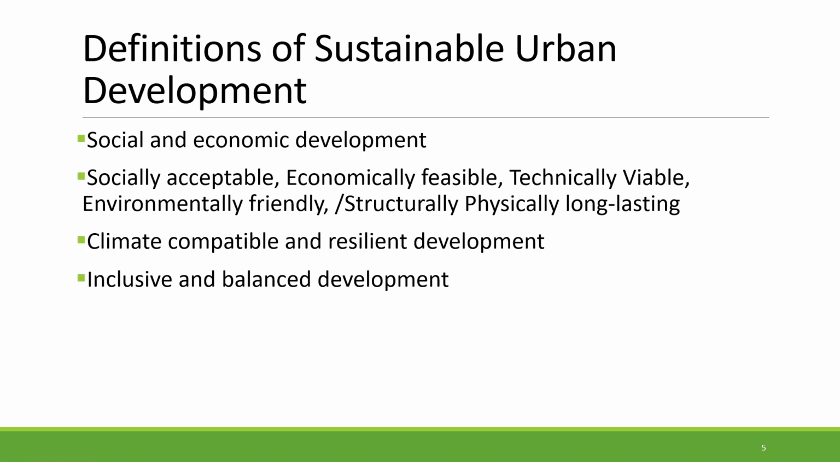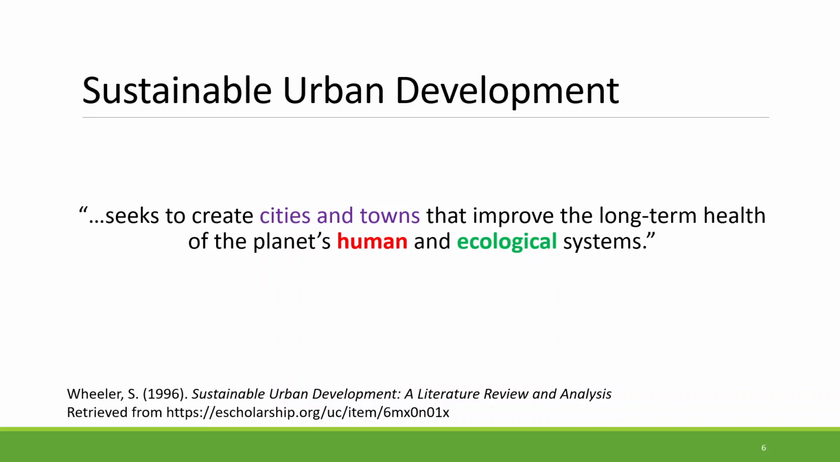In other terms, some people call it a balanced development between urban and rural, or city interior and exterior, suburbs and city core. Such balanced and inclusive development, in which all different strata of society are included and participate in the urban development processes, can be termed sustainable urban development. That brings us to another definition which many urban planners agree upon: to create cities and towns in such a way that will improve the long-term health of the planet, humans, as well as the ecological system.